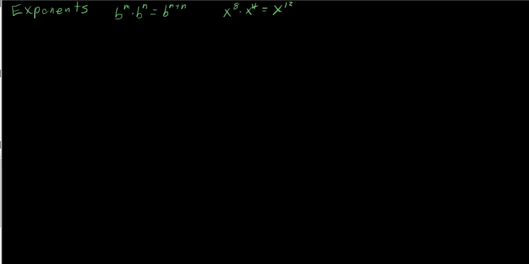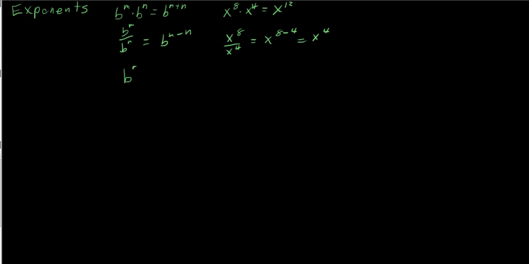So then if we want to divide those instead of multiplying, if we have b to the m over b to the n, then we're going to subtract instead of add those. And we're going to have b to the m minus n. So if we have x to the 8th, instead of multiplying, we're dividing by x to the 4th. Then we're going to get x to the 8 minus 4, and we're going to have x to the 4th.